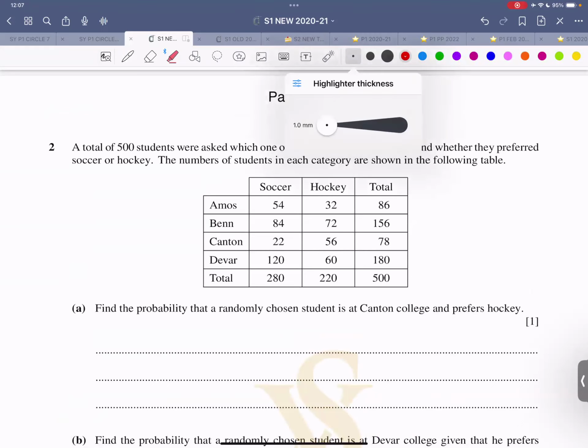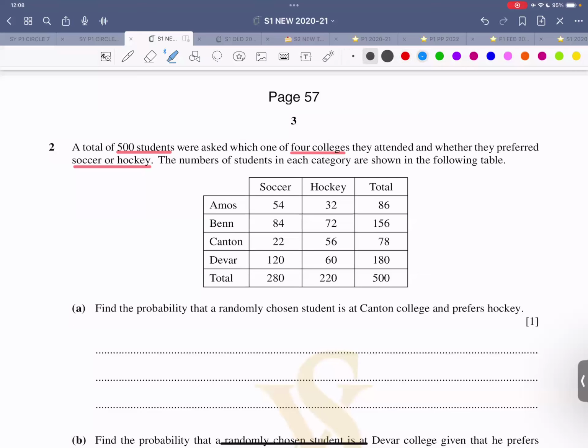A total of 500 students were asked which one of 4 colleges they attended and whether they preferred soccer or hockey. So there are 2 kinds of sports. So we have soccer, we have hockey. The total is there. And then there are 4 colleges, college A, and then college C, and then college B, just for the color, I skipped it, and then college D, and then college E. So no, that's not college E, that's the total. So there are 4 colleges and 2 types of sports.